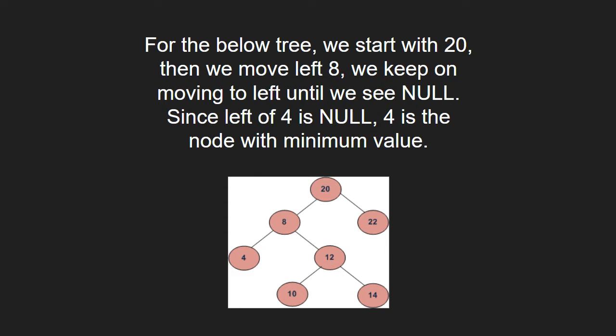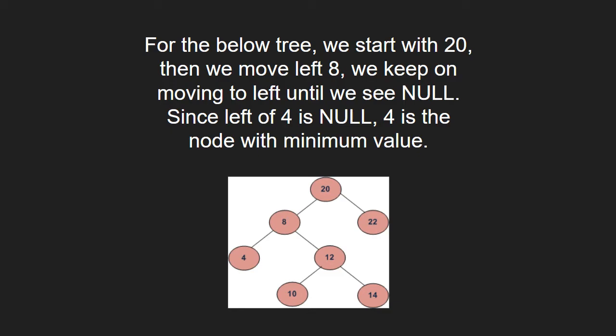For the below tree, we start with 20. Then we move left to 8. We keep on moving to left until we see null. Since left of 4 is null, 4 is the node with minimum value. Traverse the node from root to left recursively until left is null. The node whose left is null is the node with minimum value.